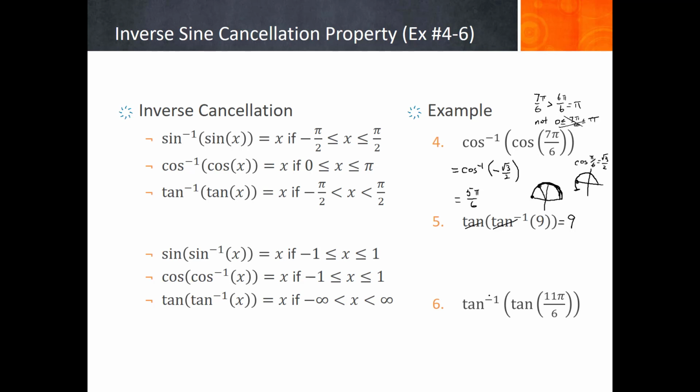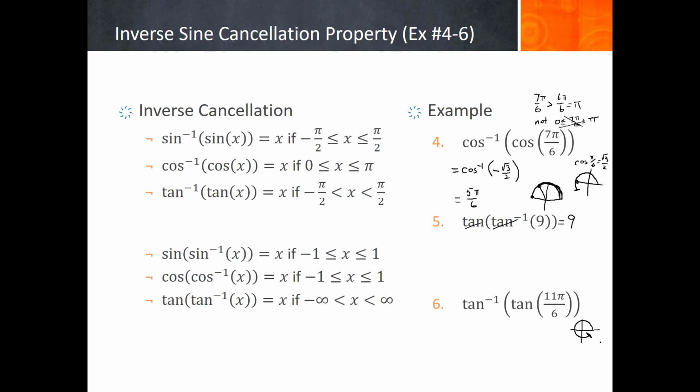All right, last example here, and then we'll mix some things up a little bit. What if we're doing the inverse tangent of the tangent of 11 pi over 6? Well, what's our identity say? If we have the inverse tangent of the tangent of x, it will equal x if x is between negative and positive pi over 2. Well, 11 pi over 6 is not. Okay, 11 pi over 6 is going to be all the way around. It is in the fourth quadrant.